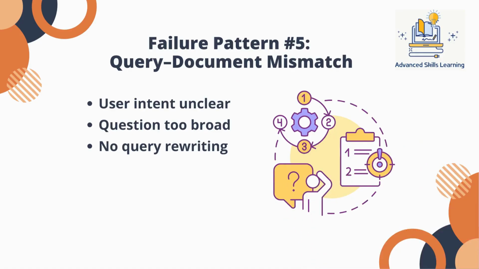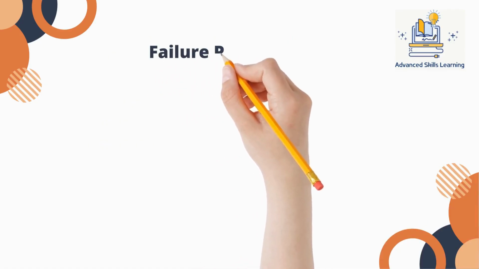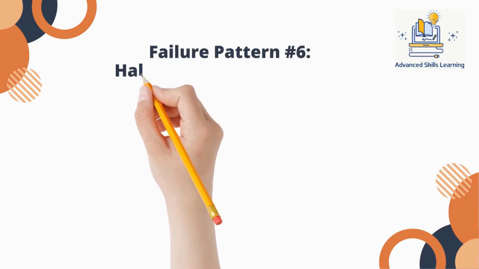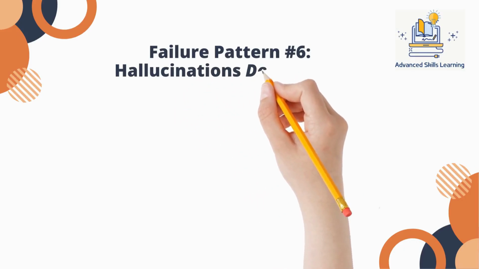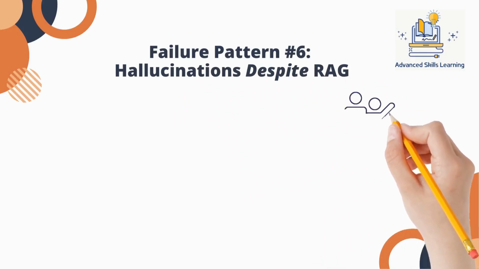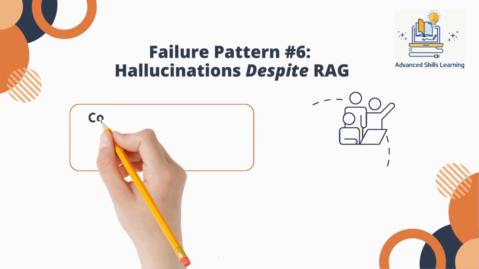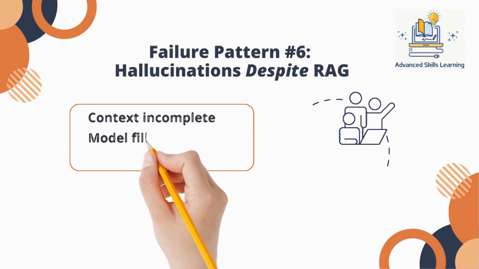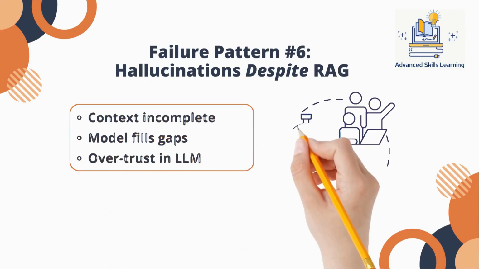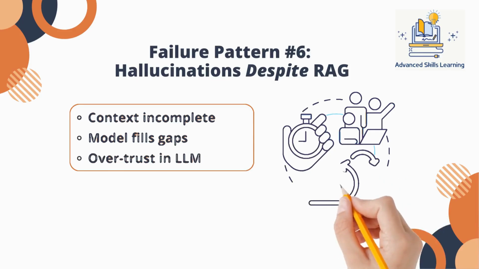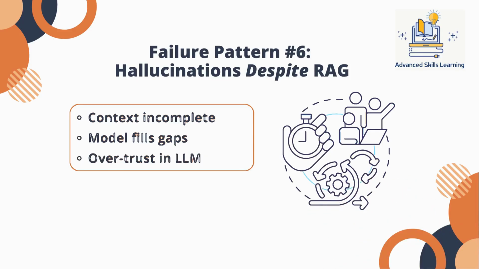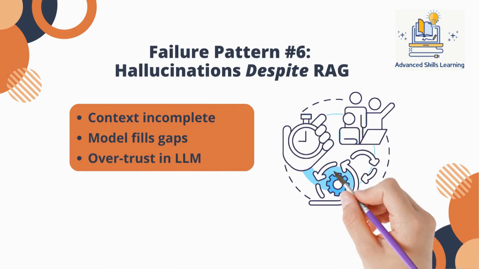Many people are surprised to learn that hallucinations can still happen even with RAG. RAG reduces hallucinations, but it does not eliminate them. If the retrieved context is incomplete, unclear, or conflicting, the language model will still fill in the gaps. When context quality is low, the LLM falls back to its training and produces answers that sound plausible but are not grounded in the provided data.